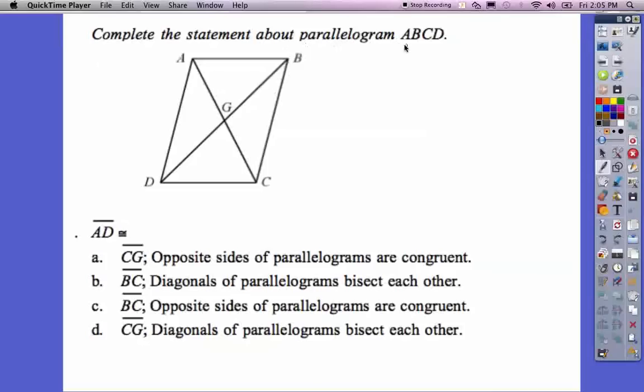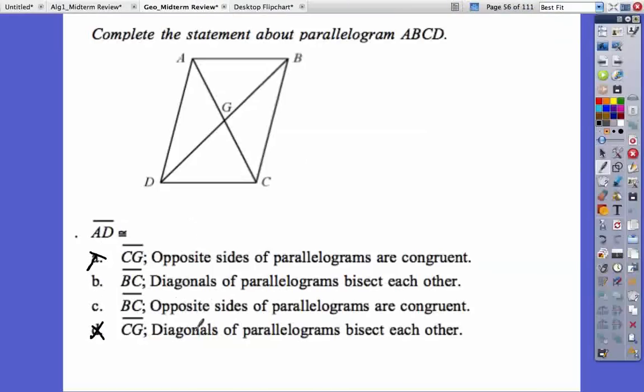Complete the statement about the parallelogram ABCD: AD is congruent to BC because opposite sides of a parallelogram are congruent. So I need to look for BC so I can get rid of this one. And I'm talking about the opposite sides, not the diagonals. The diagonals are BD and AC.